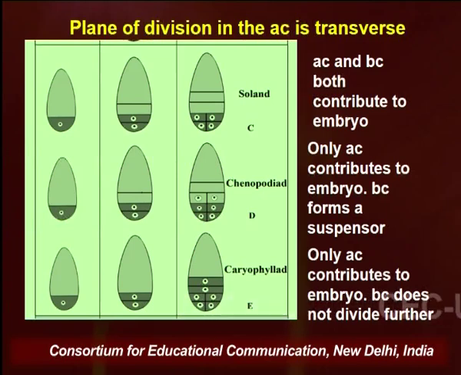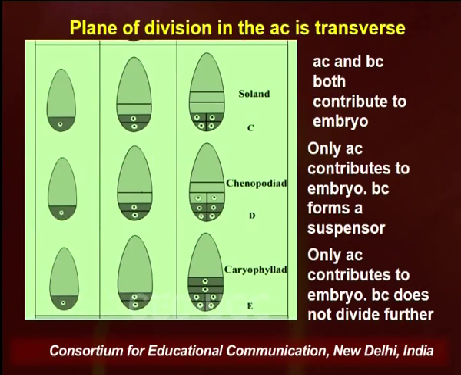Now, in all three diagrams here, C, D and E, you see that the first division of course is transverse when apical and basal cells are formed, and then later on the basal cell is always dividing transversely, or it may not even divide as you can see in the caryophyllad type, but the apical cell can divide. Now here the plane of division is transverse.